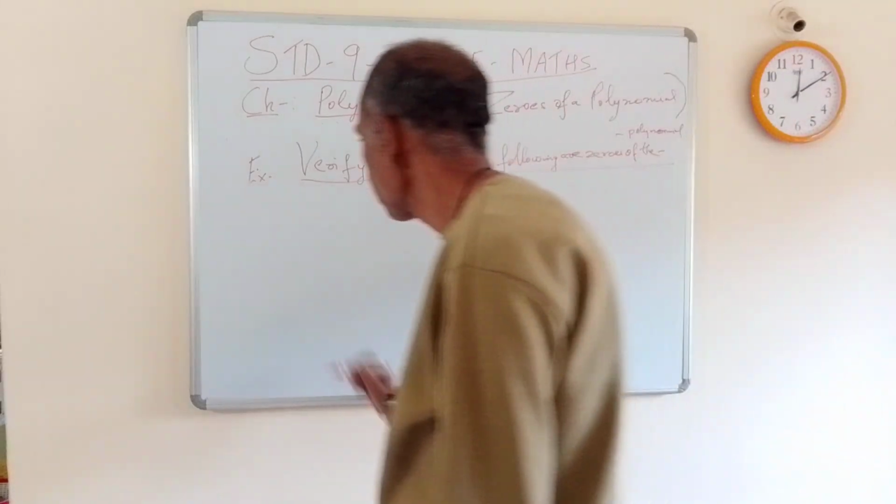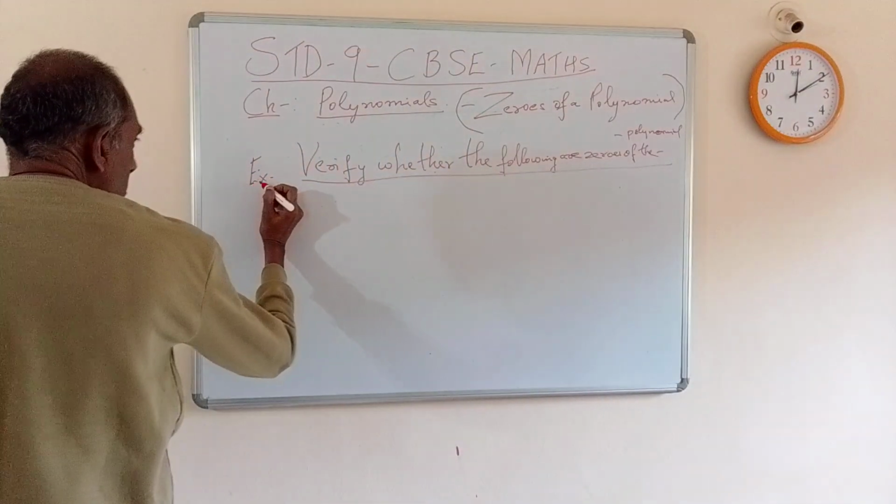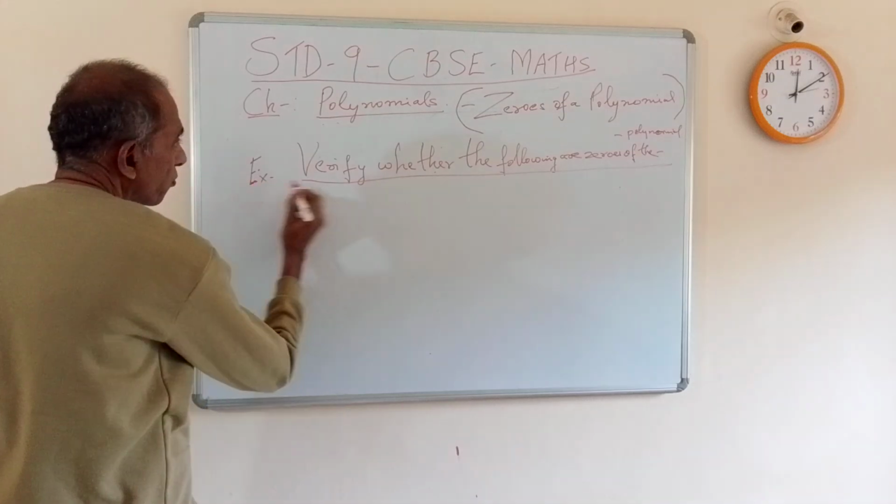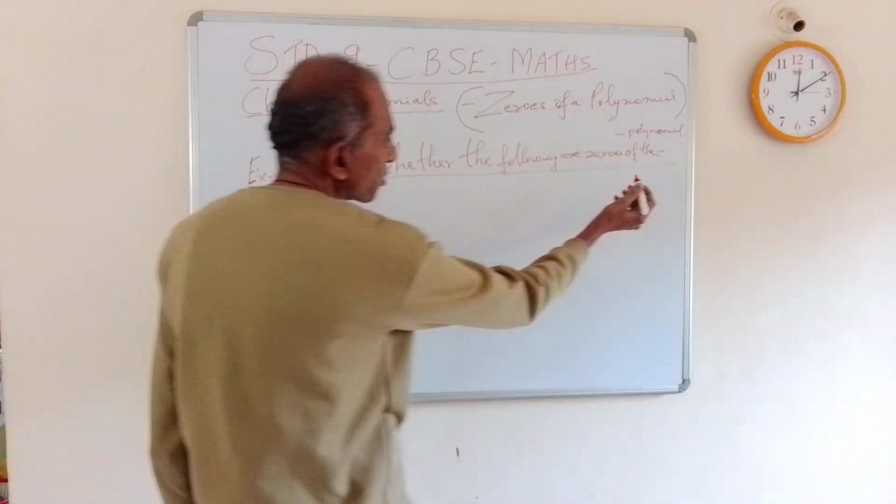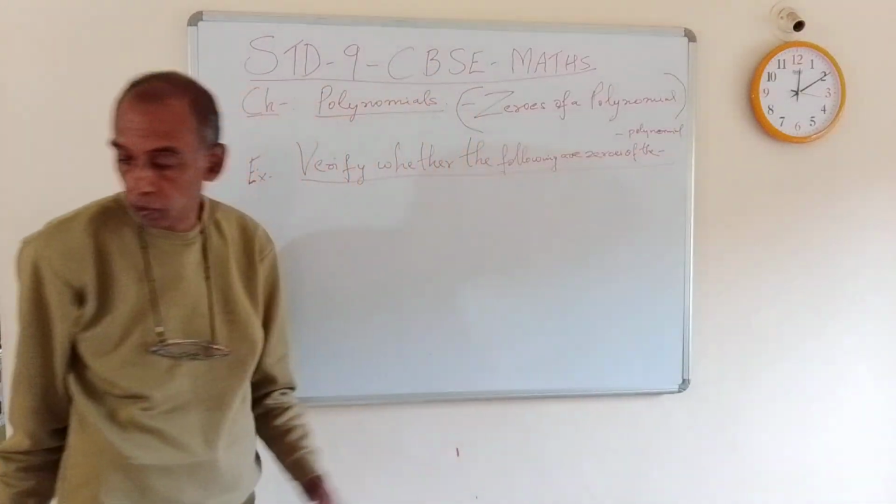So the question is: verify whether the following are zeros of the polynomial. Under this we will do some.